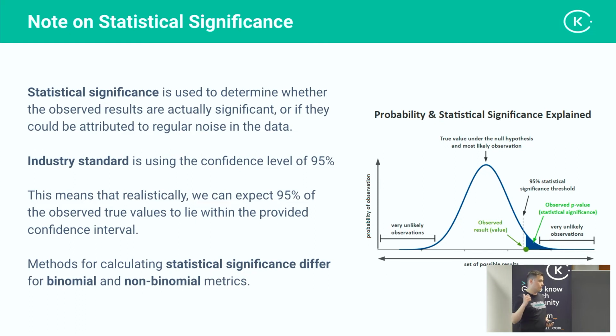It's also important to know that methods for calculating statistical significance differ based on what you want to calculate it for. It's mainly divided into whether you're measuring a binomial metric or a non-binomial metric. An example of a binomial metric is any conversion rate, for example, whereas a non-binomial metric is, for example, revenue or average revenue per user and so on. It's possible to calculate for both, but of course it's a different method.